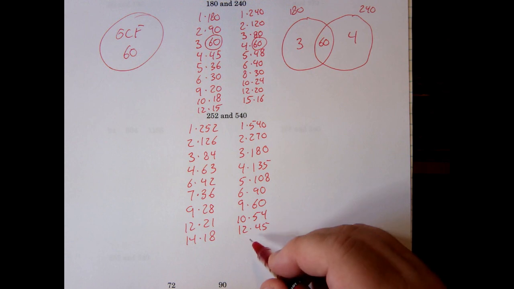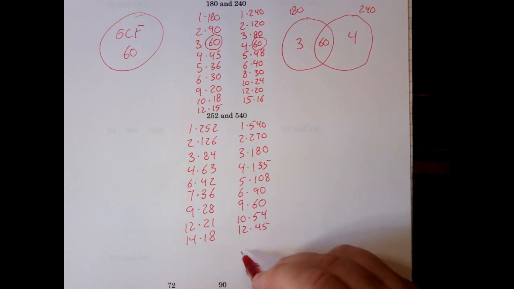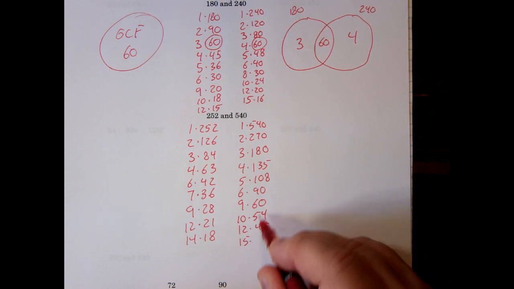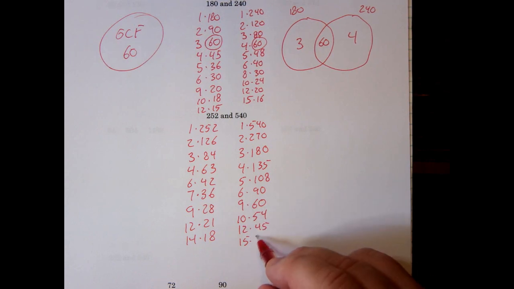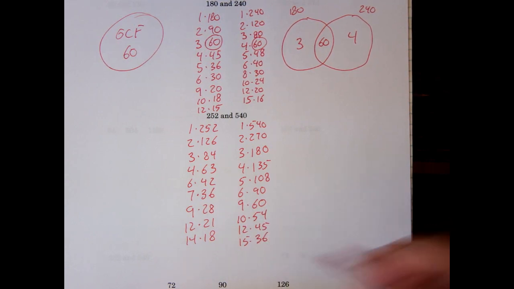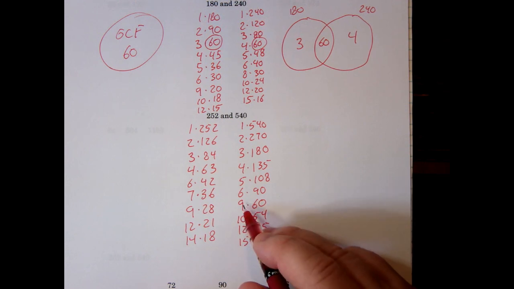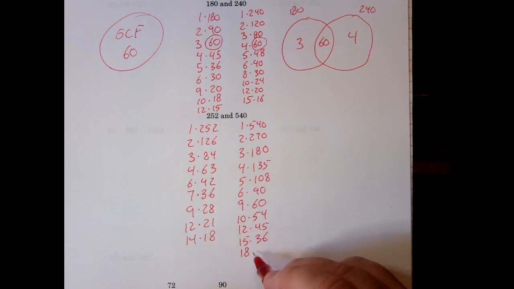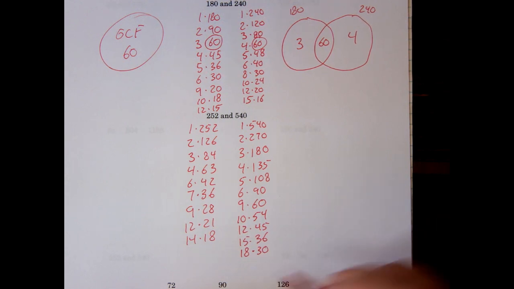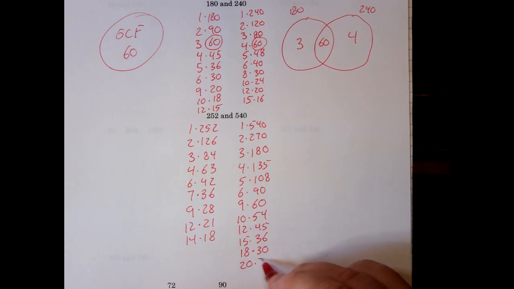15, there's a 60. 15 goes into 64 times, so that's 36. 16's not. 17, 18. I can double the 9 and half of 60. 19's not going to work. 20 is. Double the 10 and half of 54 is 27.